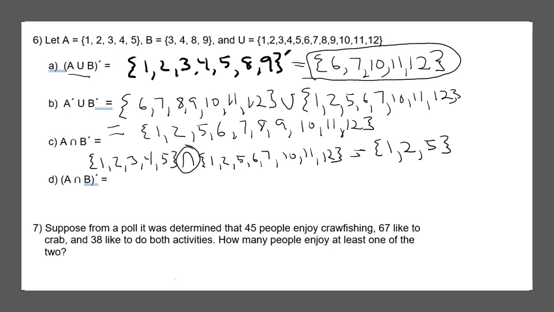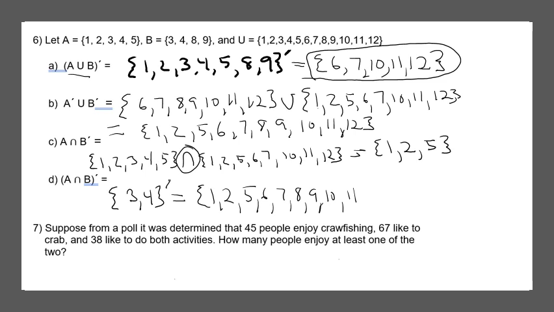For D, again inside parentheses, what do A and B have in common themselves? A and B have what in common? They don't have a 1 in common. They don't have a 2. They do have a 3 and a 4. They have a 3 and a 4 in common. But I still have to take the complement of this. And the complement of this is everything in the universal set other than 3 and 4. So 1, 2, 5, 6, 7, 8, 9, 10, 11, and 12.